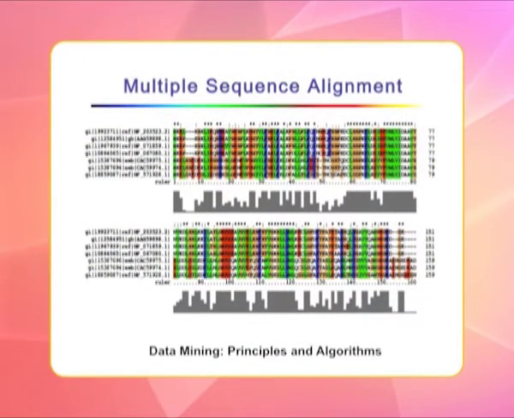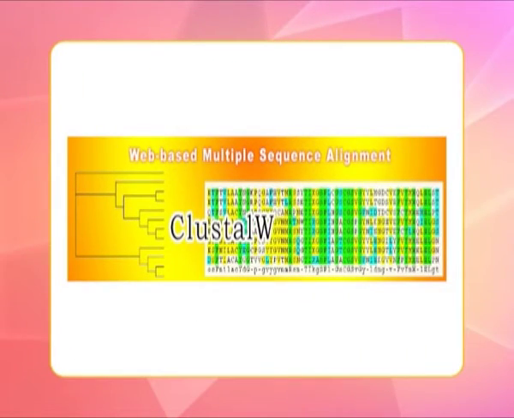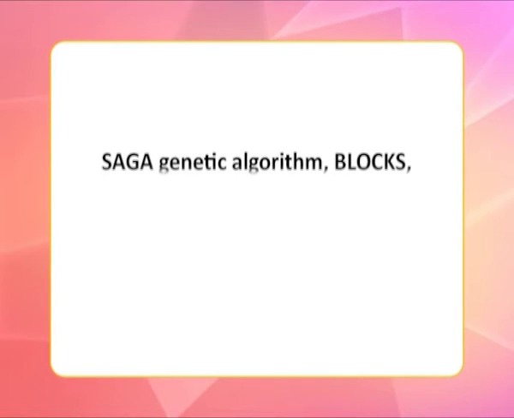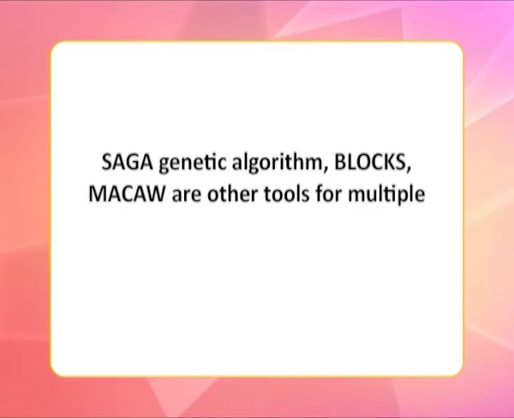Step 5. Look for multiple sequence alignment. The Clustal program is used for performing multiple sequence alignment with phylogenetic tree yielding capabilities. SAGA, genetic algorithm, BLOCKS, MACAW are other tools for multiple sequence alignment.